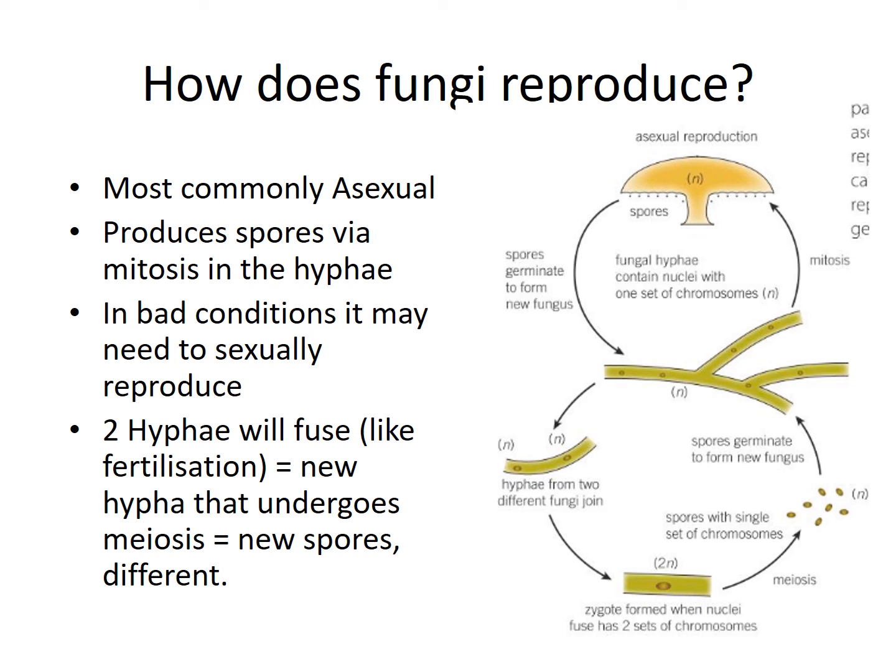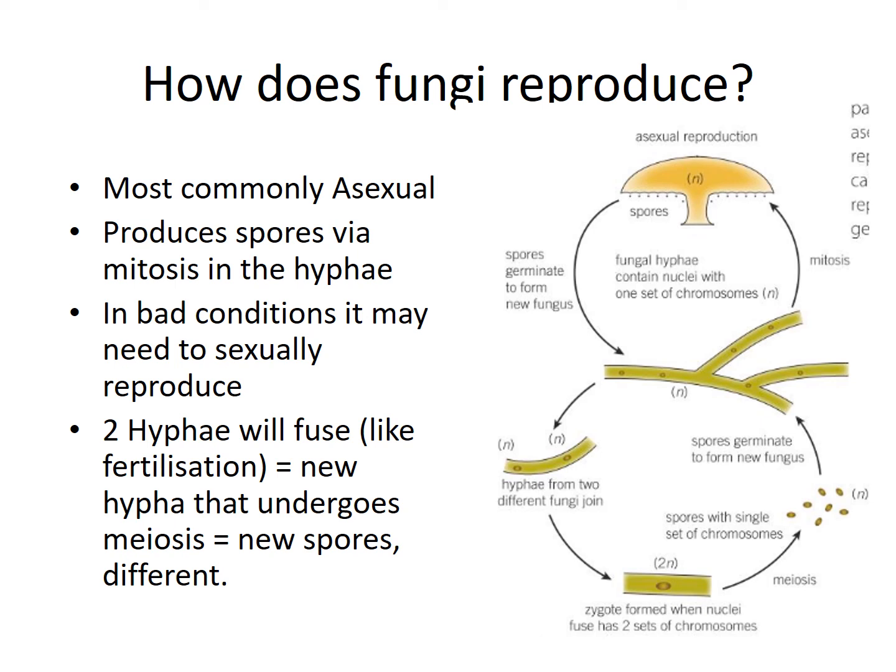So hyphae of two mushrooms from the spores will fuse together like fertilization. So you now produce like a new hypha, which has got two types of genetic information. So you then get a zygote, and then that will reproduce, and it will produce new spores which are genetically different from the original. So you get different offspring, and quite often they're better adapted to the environment they've been created in.